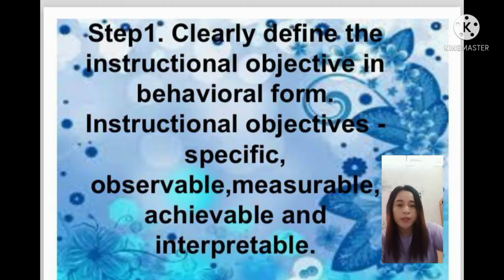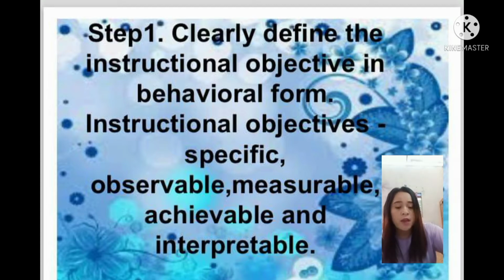I'm the reporter of the topic Steps in the Preparation of Criterion-Referenced Measure. There are 4 steps in preparation of criterion-referenced measure. Step 1: clearly define the instructional objective in behavioral form. The instructional objective should be specific, observable, measurable, achievable, and interpretable.